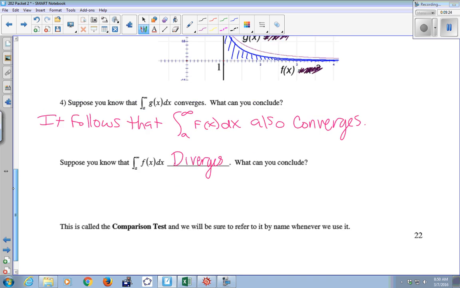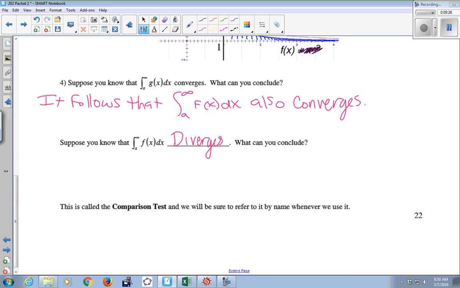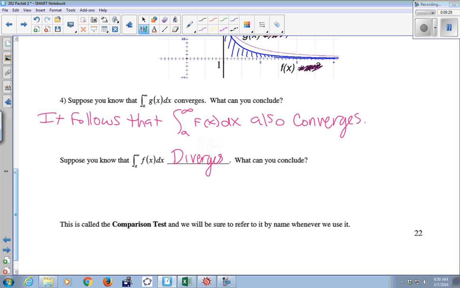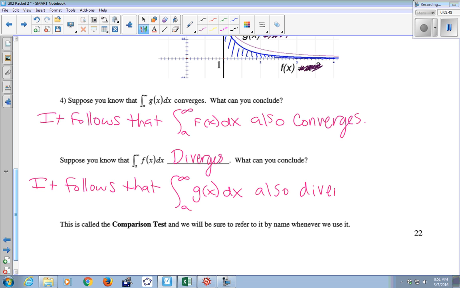So if the integral from a to infinity of f of x dx diverges, meaning there's infinite area under f, there has to be infinite area under g. So it follows that the integral from a to infinity of g of x dx also diverges. So these two statements together are called the comparison test. We're going to refer to it by name whenever we use it.